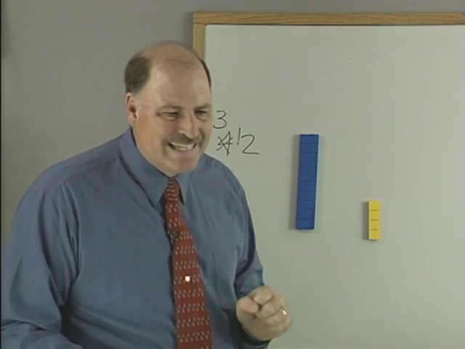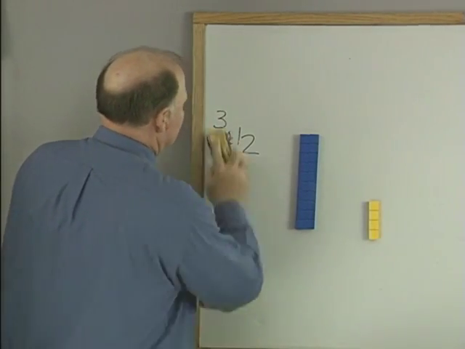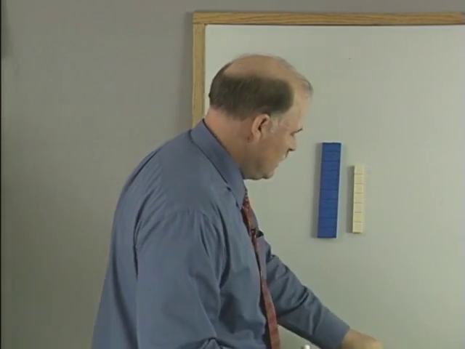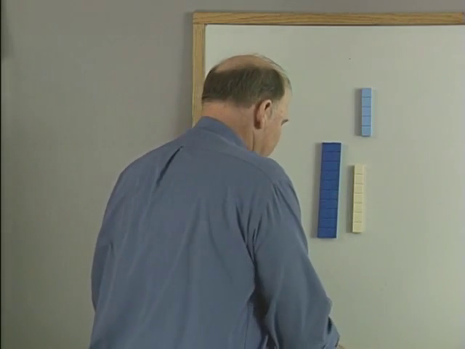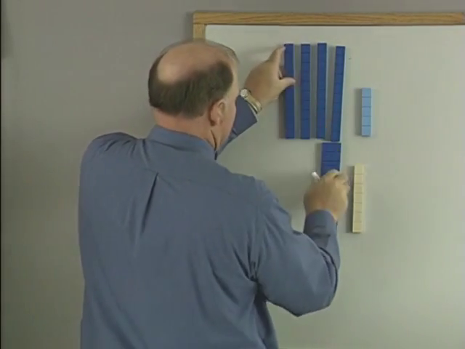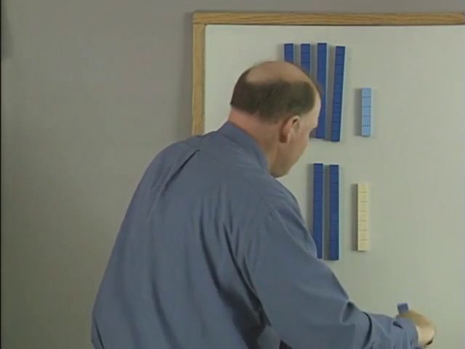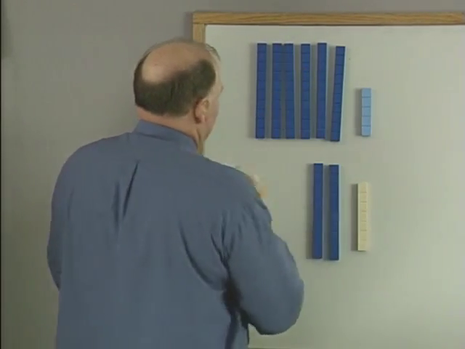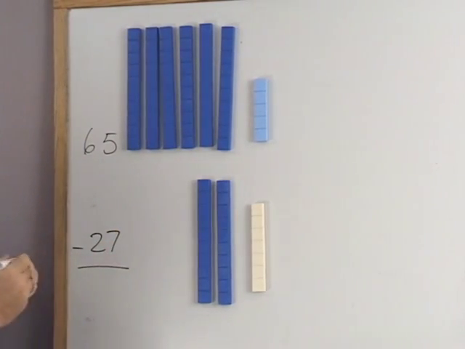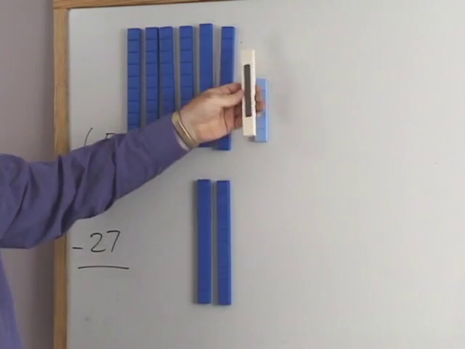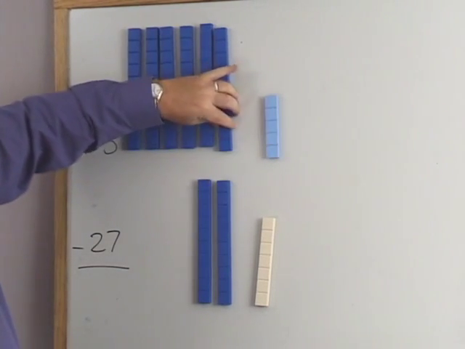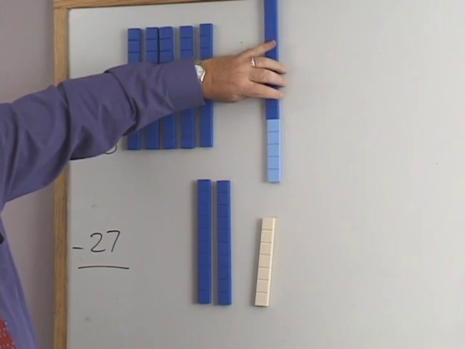65 minus 27. 65 minus 27. Okay, there's my 27. Need 65. Okay, we have 65. We got to build it, and we're going to write it minus 27. Okay, can we take 7 from the 5? No. So Mr. 5 is going to say, help, help. Mr. 10 comes running over, and he's going to help them.